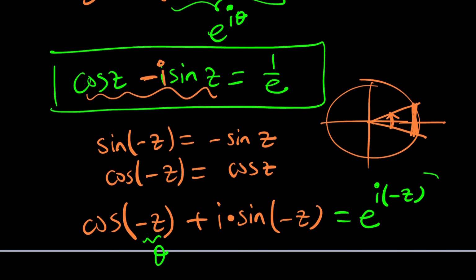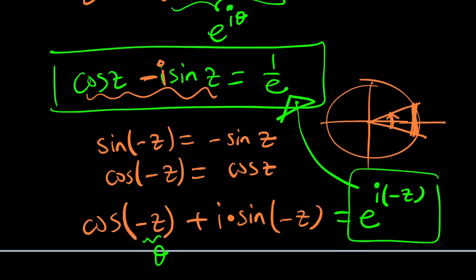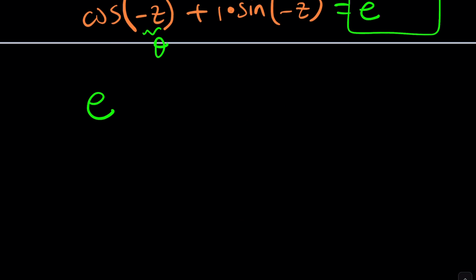Now we have that on the left-hand side, but we have 1 over e on the right-hand side. So let's go ahead and put them together, where they'll be happy. e to the power i times negative z equals 1 over e. And you might still be questioning, what are we going to do from here? Don't worry, I'm going to show you every single step, so stick around.